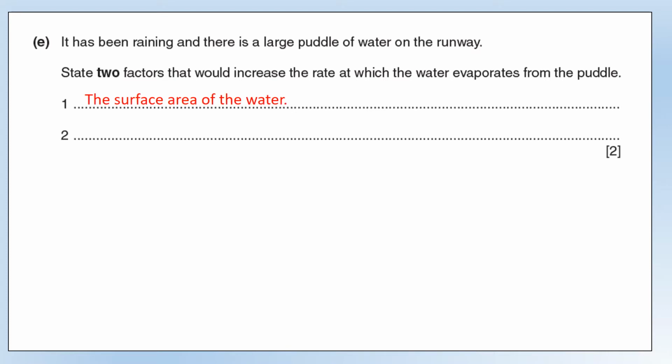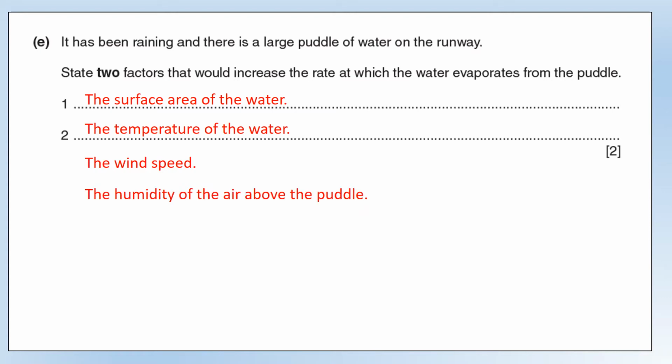So we could increase the surface area of the water. That would work. We could increase the temperature of the water, so the particles have more energy. We could increase the wind speed, so it would decrease the humidity above the puddle, and we could decrease the humidity of the air, or reduce the amount of water contained in the air above the puddle. Any 4 of those would be absolutely fine. That's the answer.